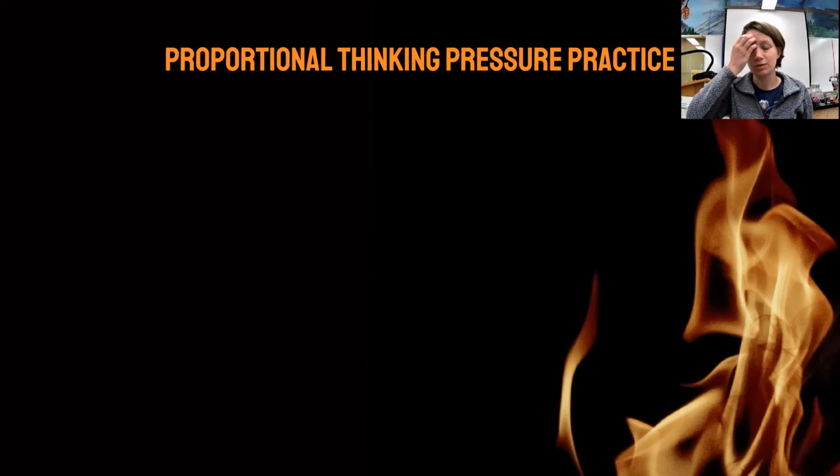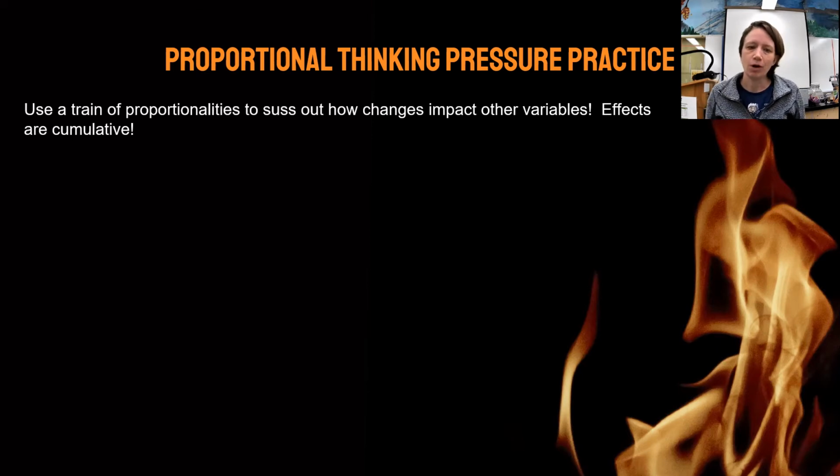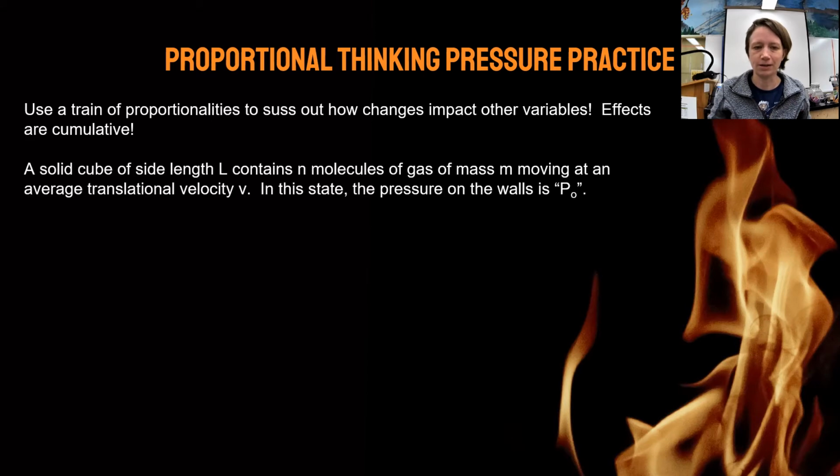A lot of the problems in this unit are not ones that you have to solve numerically. Instead, you're going to be using something called proportional thinking to explain how changes to some variables in the system will affect the others. When you're given this kind of problem, you want to create this train of proportionality. When I change this variable, it's going to affect this one, and how? And then how will that affect this one, and so on down the train. The effects are cumulative. They build up via multiplication or division, so you multiply together the effects of all of the changes until you get your final effect.